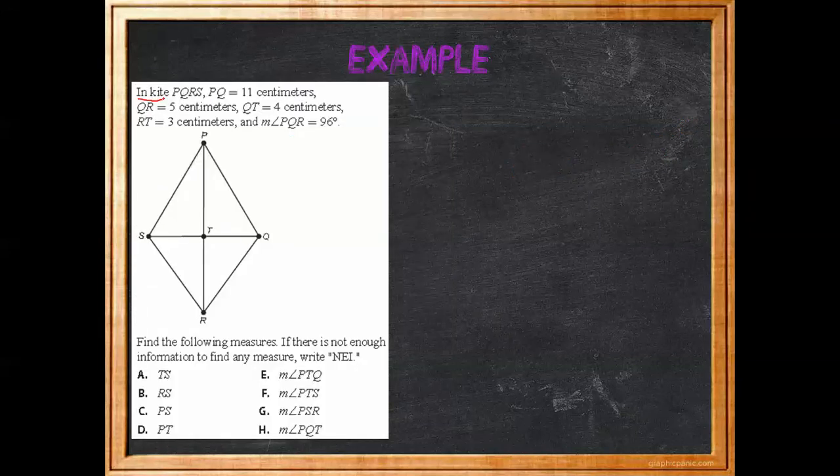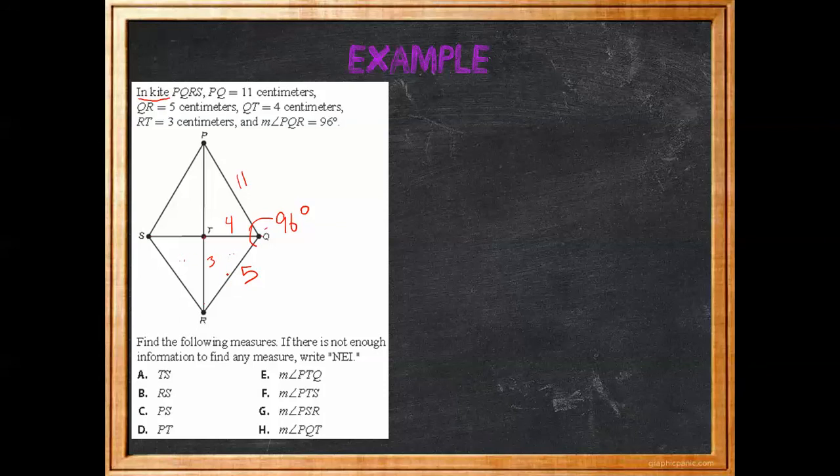Okay, this is a kite, okay, PQRS. PQ is 11 centimeters. QR is 5 centimeters. QT is 4 centimeters. And RT is 3 centimeters. And the measure of angle PQR is 96 degrees. So we want to find the following measures, and if there's not enough information, then we're going to write NEI, okay? So to find TS right here, okay? In order to find TS, all right, we want to compare these two triangles right here, okay?